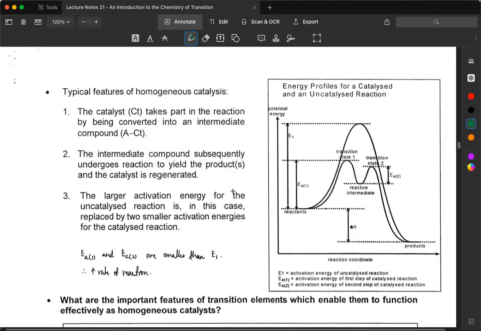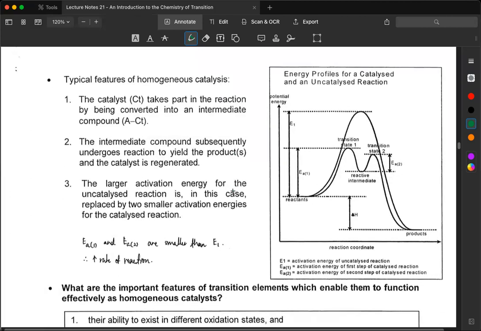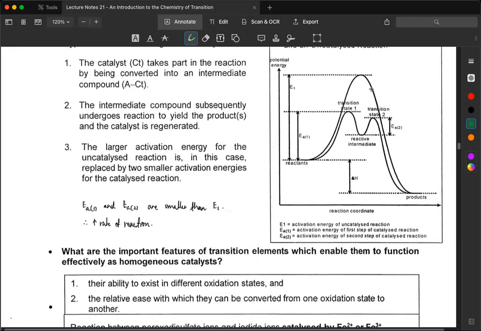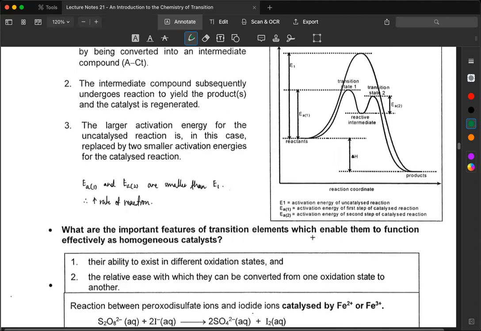All right. So the larger activation energy for the uncatalyzed reaction in this case will be replaced by two smaller Ea for the catalyzed reaction. Meaning the reaction takes place in two steps. There are two elementary steps now. But it is good because it creates a new reaction pathway with a lower Ea and increases the speed of reaction. So instead of having one large Ea, we have two smaller peaks. All right. The enthalpy change remains unchanged because you are still talking about the same reaction.